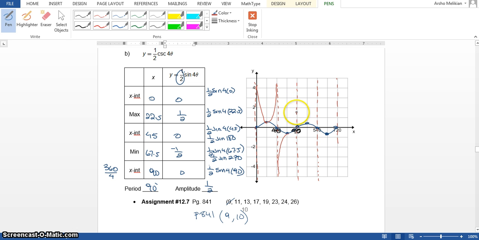Okay? Then you're going to do your best to make them even like this. And that's how we graph secant and cosecant.